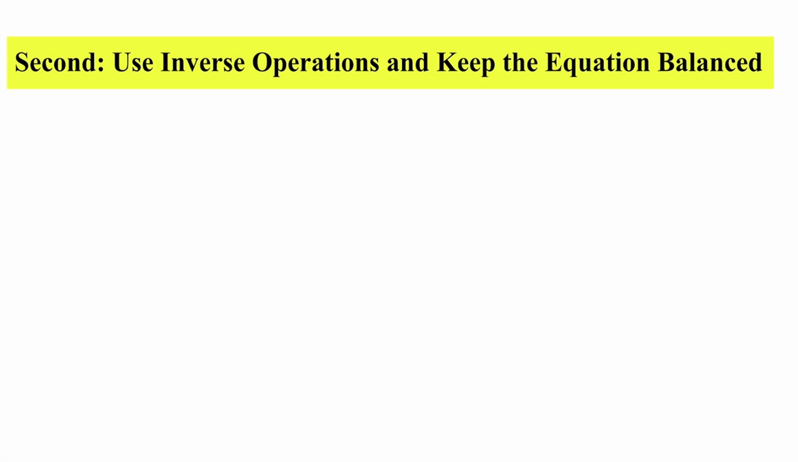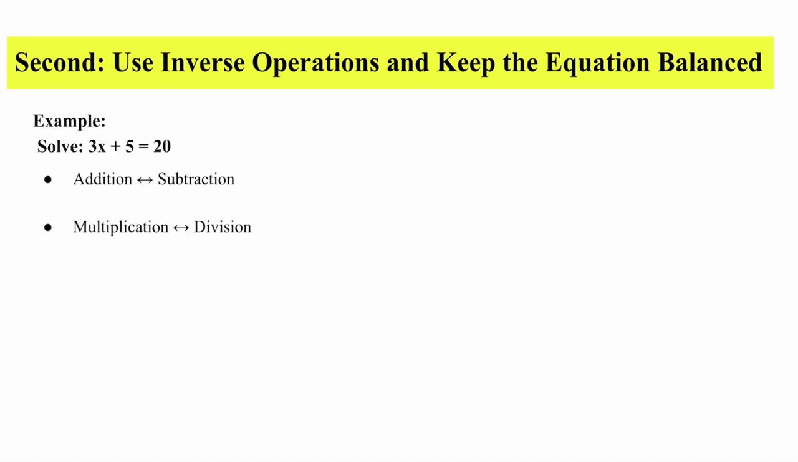Second, use inverse operations and keep the equation balanced. This is the core strategy. Whatever is happening to the variable, you undo it with the opposite operation. Addition, subtraction, multiplication, division. What you do to one side, do to the other, always. This prevents you from changing the value of the equation.